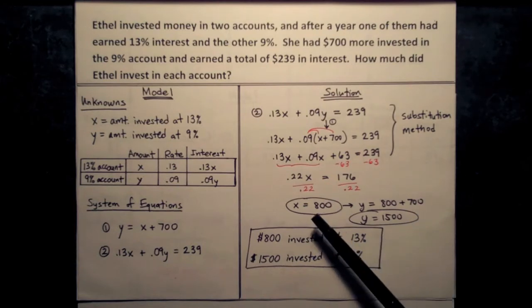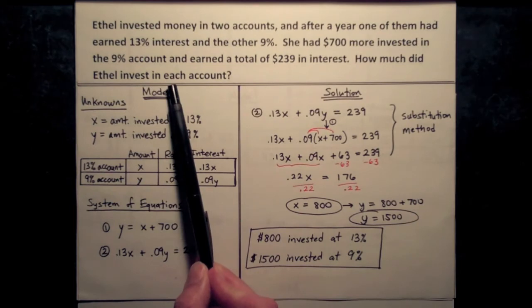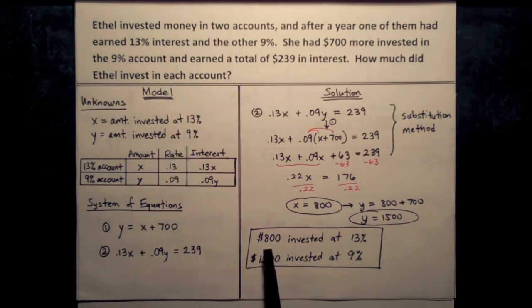We do not want to leave our answer in terms of x and y. We want to go back and answer this question in words. How much did she invest in each account? $800 was invested at 13%, $1,500 invested at 9%.